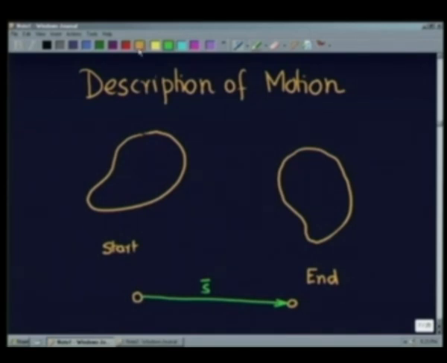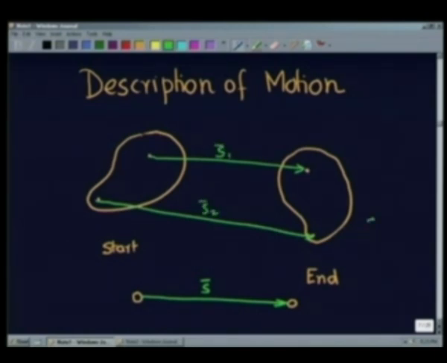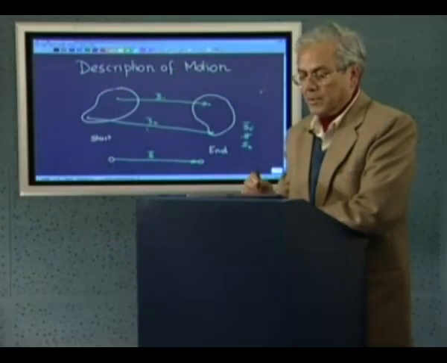For example, suppose we take this point, its displacement is this much. If we take this point, its displacement is this much. So they are different. So if this is called S1 and this is S2, then we know S1 is not equal to S2. So how to describe the motion of such rigid bodies? That is our problem.